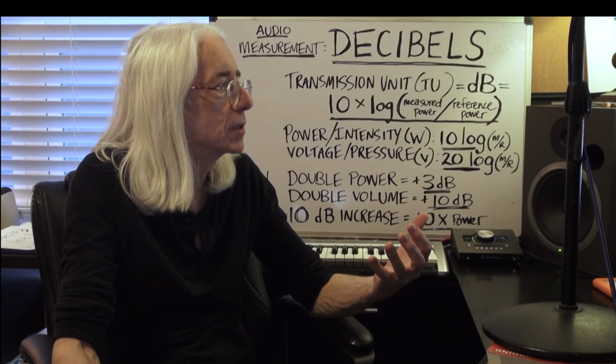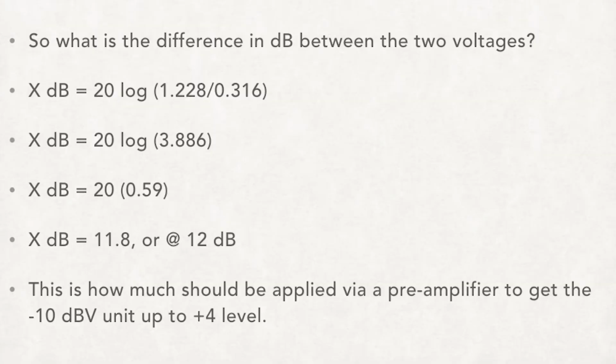So what's the difference between those two? Let's see, in dBs, what is the difference between these two? We don't know our dBs, but we know our measured level and our reference level. The reference in this case is 0.316, and our measured level was 1.228. We do that little bit of math to get 3.886. We take the log of that and multiply it by 20, and we come up with 11.8, or roughly 12 dB. That's how much we would have to add with a preamplifier to get our -10 dBV unit up to the +4 unit. Not 14 dB, but a 12 dB difference.